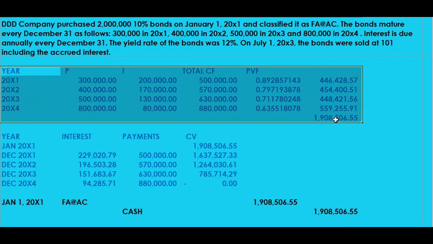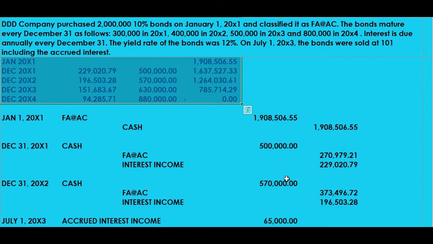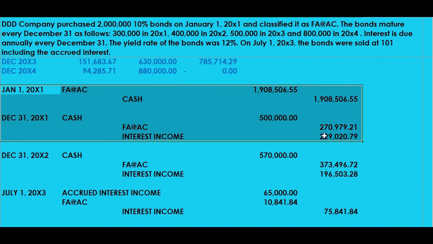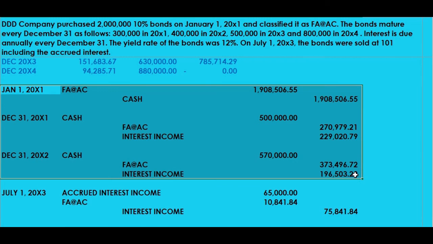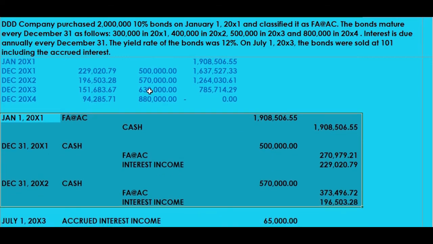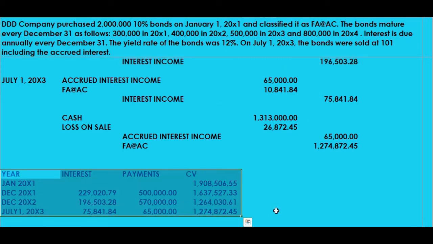Ito yung ginamit nating computation para makuha yung present value. Ito yung ating amortization table, which will be the basis of our journal entries kung magtuloy-tuloy hanggang December. Okay? Kaya ang nangyari dyan, gumawa tayo ng entries ng January 1, December 31, 20x1, tsaka December 31, 20x2.